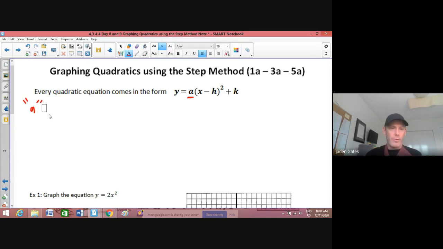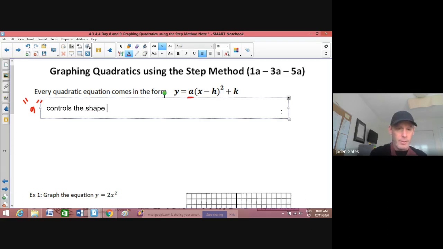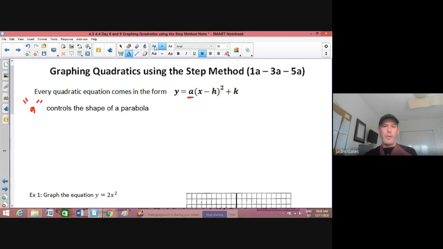The a value controls the shape of a parabola. Now you've got 3 different things that can happen. First off, if a equals 1, the parabola has a normal shape. That's all the ones we just dealt with. Our a value was always 1. We couldn't see it because there was nothing there, which really meant there was a 1 there. It's one of those secret ones of grade 9 I always look at.